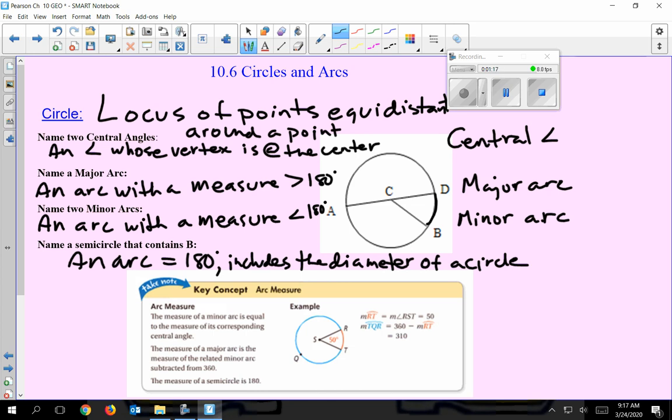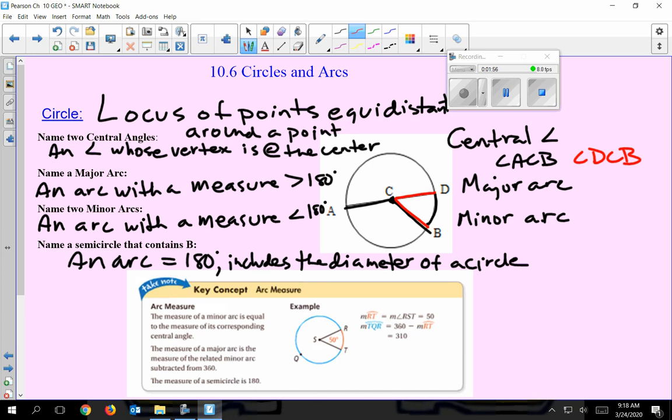If you remember back with polygons, a central angle is drawn from the center point of the polygon, or in this case, a circle. They were the same thing. We're able to get an angle that's drawn from there. So C has to be the vertex. So one angle could be angle ACB. Remember, C has to be in the middle because it's the vertex. And then I could also have an angle that's DCB. So those are central angles.